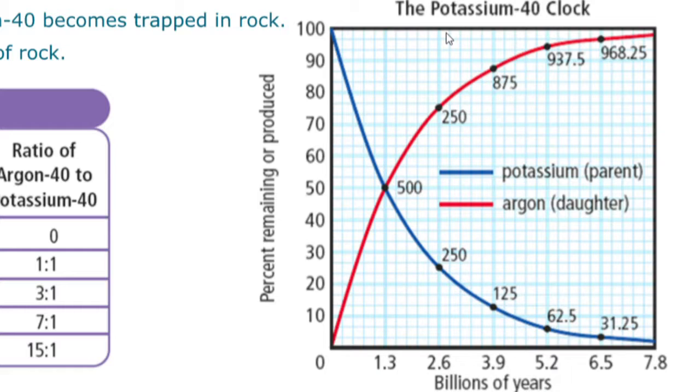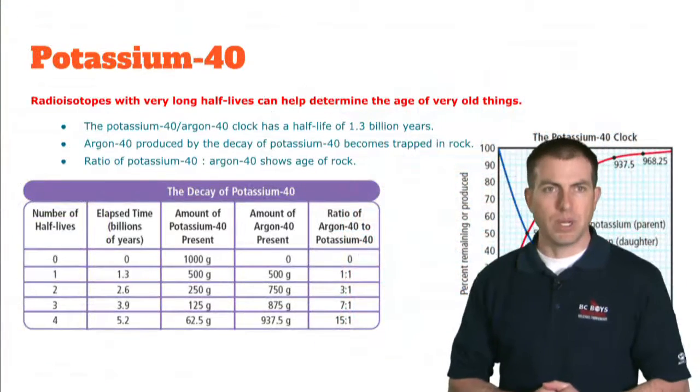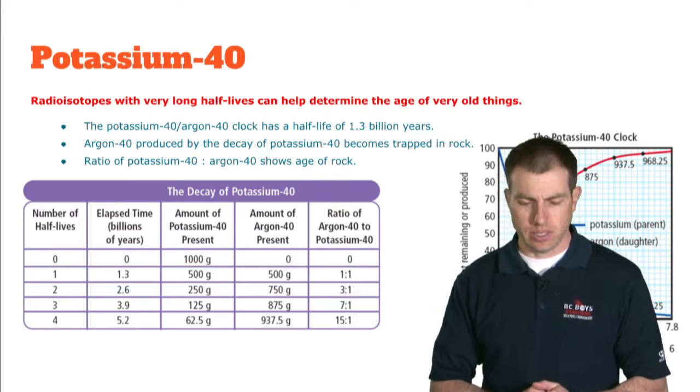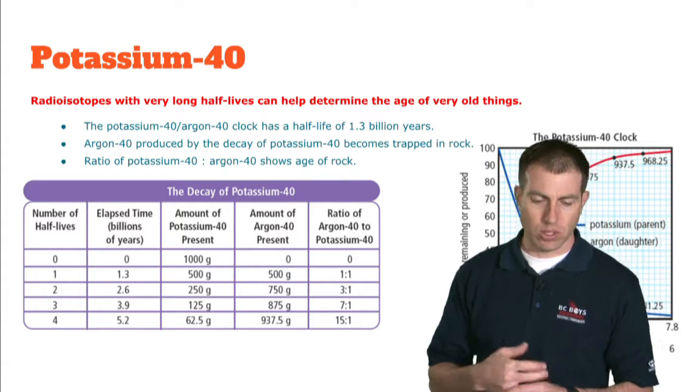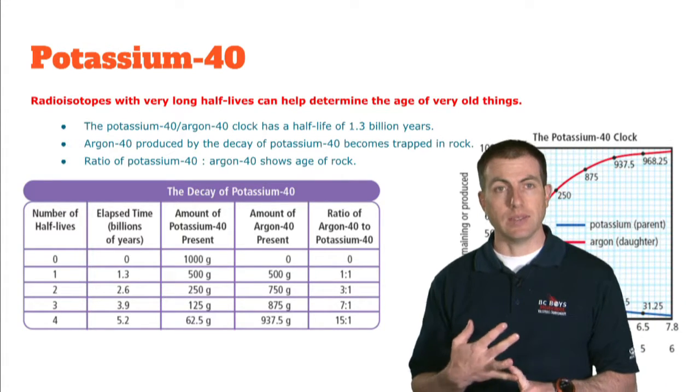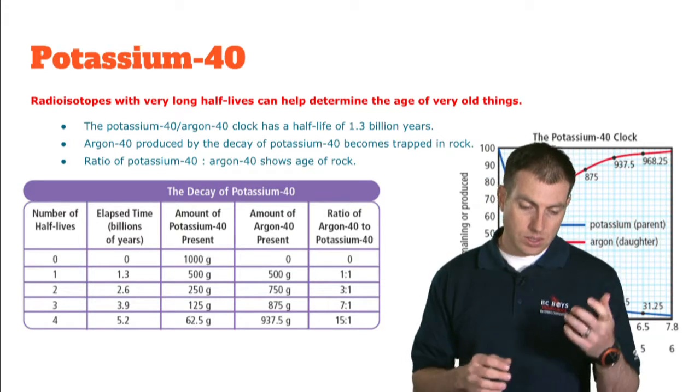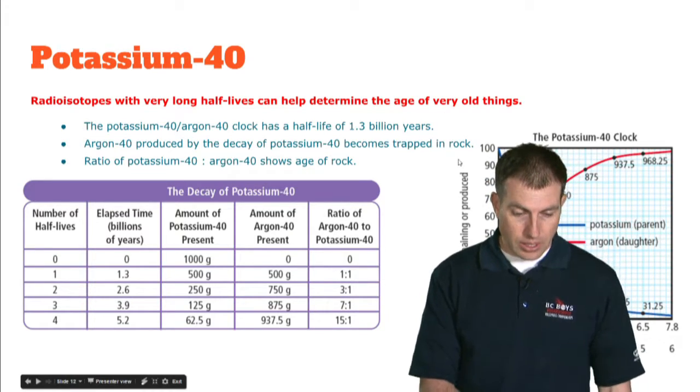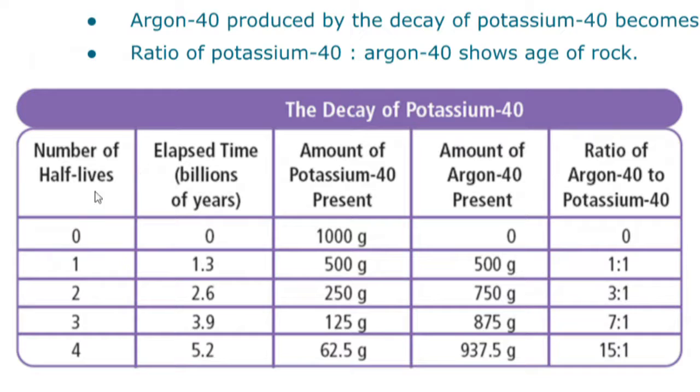So this is how potassium decays into argon. And you can look at it in a chart. You can talk about it in terms of half-lives, in terms of time, or in terms of the sample size. You start with 1,000, then 500, half again, half again, half again. And then argon starts at 0. Then I get 500, 750, 875.